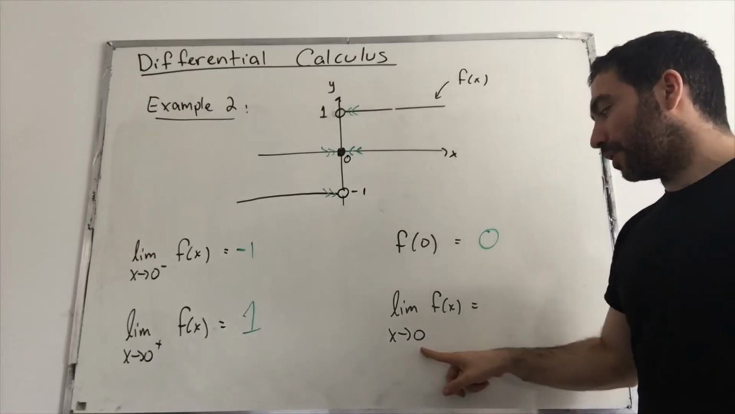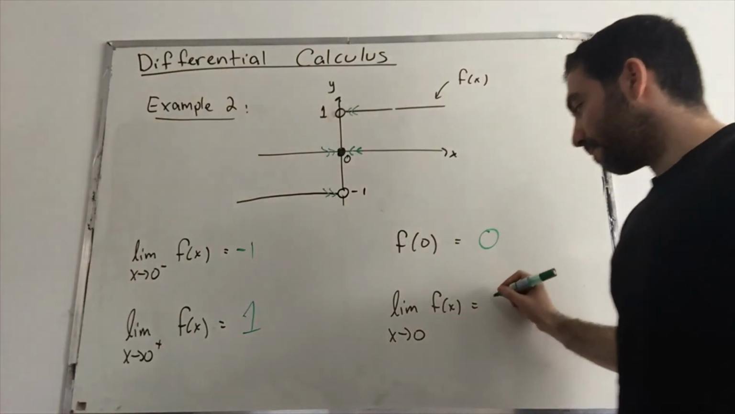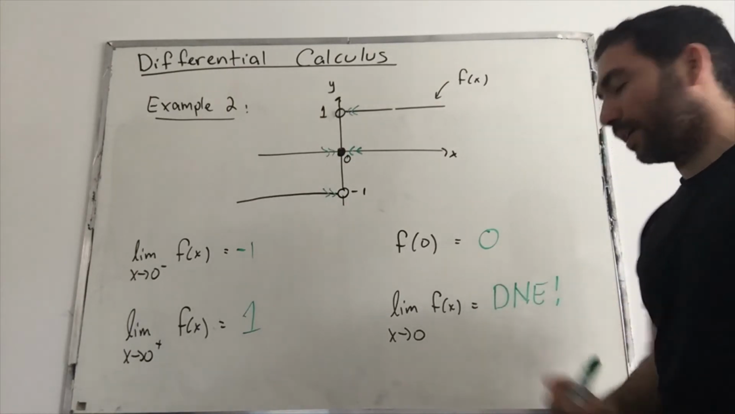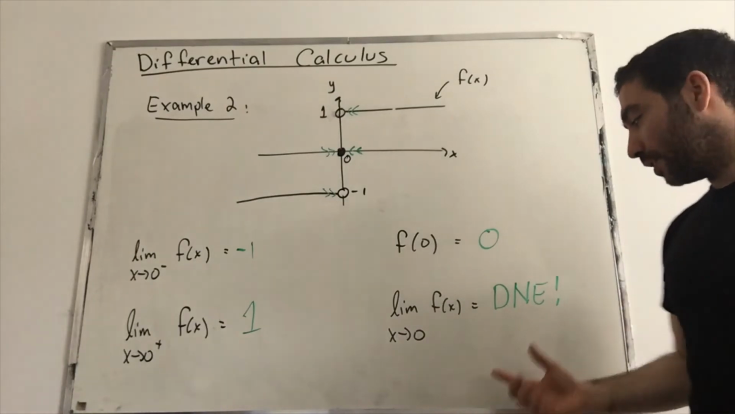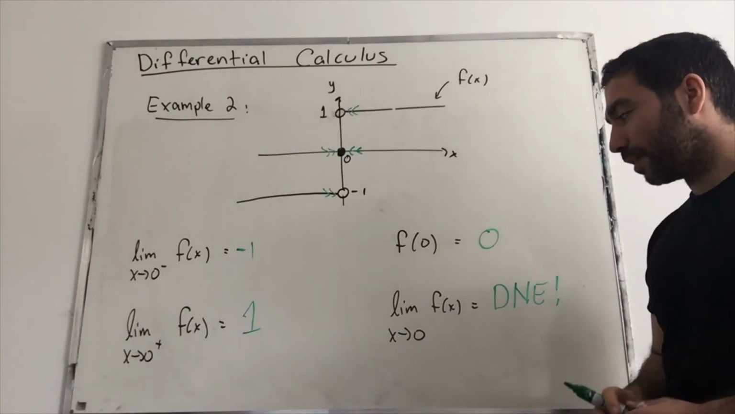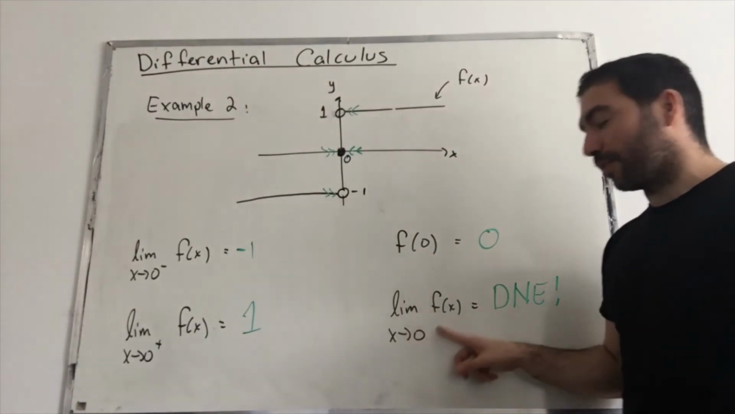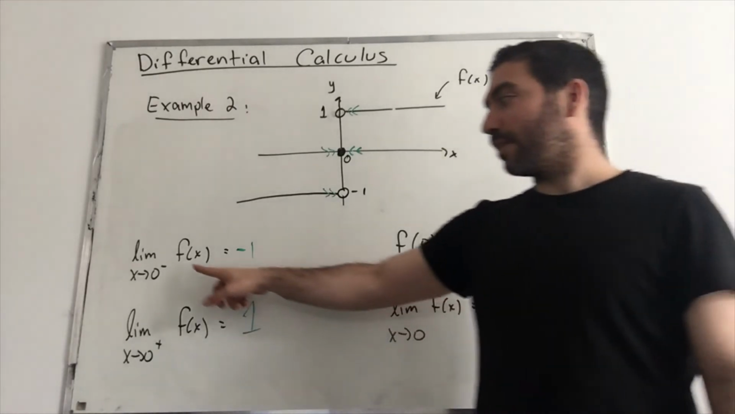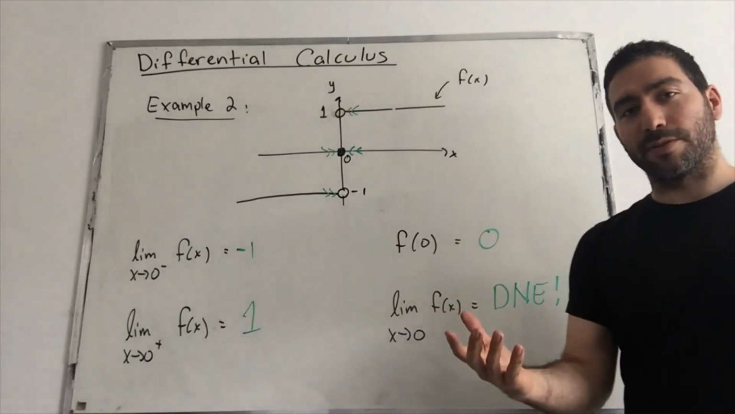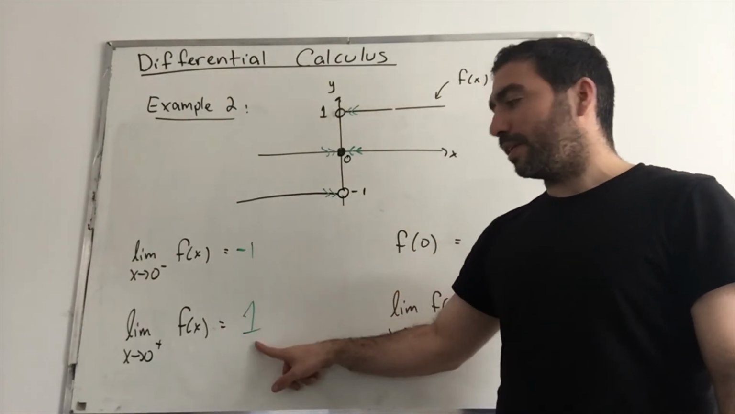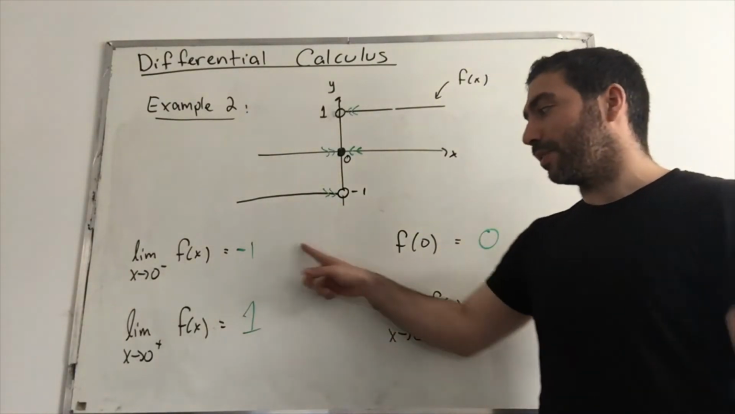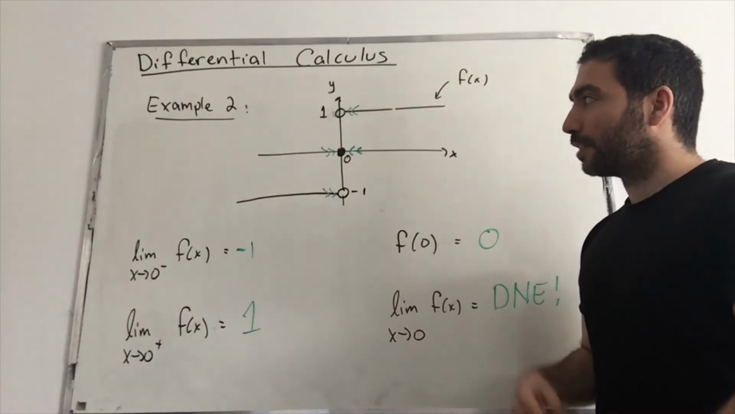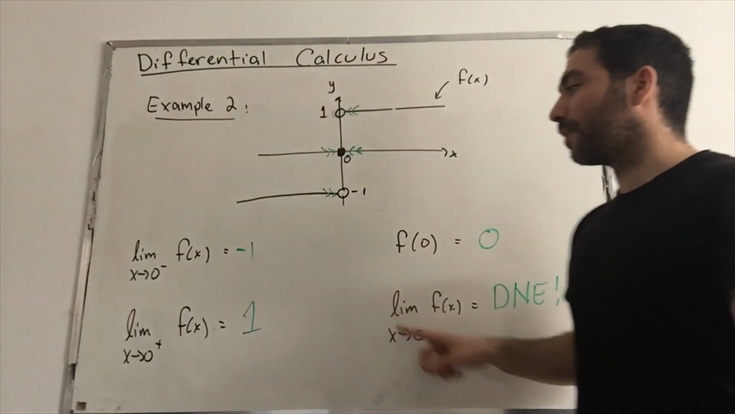And the limit as x approaches 0 of f of x does not exist. This is because the limit as x approaches 0 of f of x only exists if the left-sided limit and the right-sided limit equal the same value. In this case here we have negative 1, here we have positive 1. They're not the same values, so the limit at 0 does not exist. This is very important. It's a counterexample to what we just saw before.